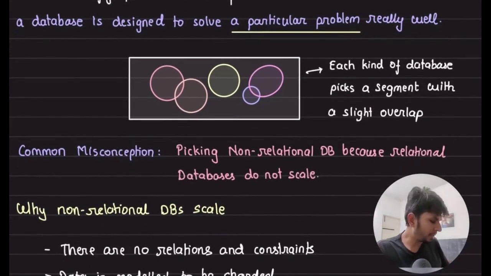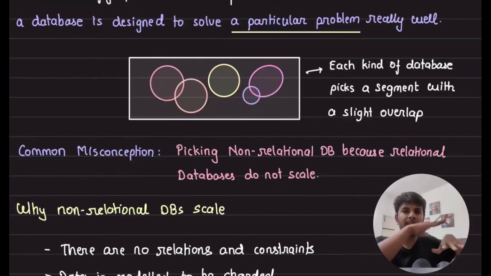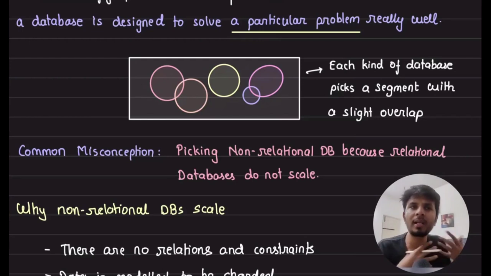So what happens is each database picks a small niche, and there might be databases that overlap in those niches, right? But it's okay. So first of all, you should know what you're looking for, and then you pick a database.